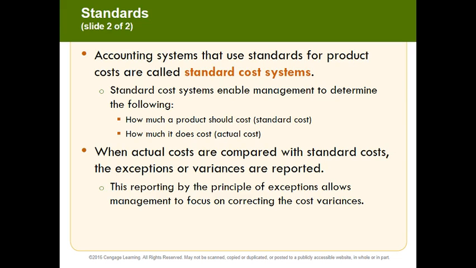Accounting systems that utilize standards for their product costs are what we call standard cost systems. They allow management to determine how much a product should cost, standardize it. What should it be? And then afterwards we look at how much it actually did cost. When we compare those actual costs with the standard costs, we look at what the exceptions or the variances are and how they are comprised. This type of reporting, by principle of exception, allows management to focus on correcting those cost variances in the areas in which they occur.